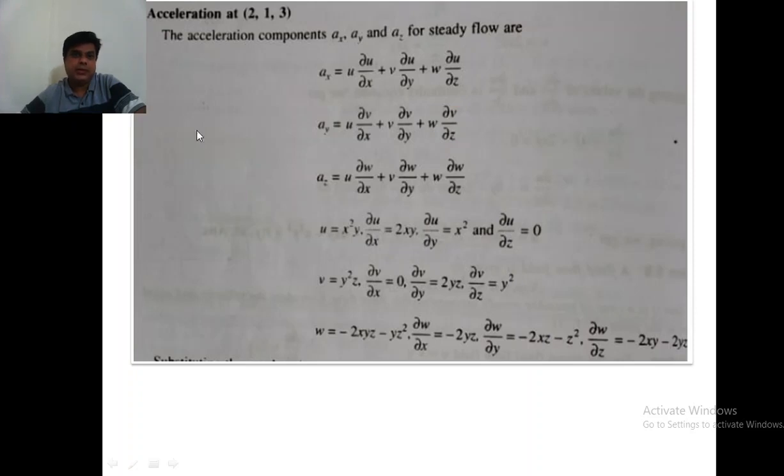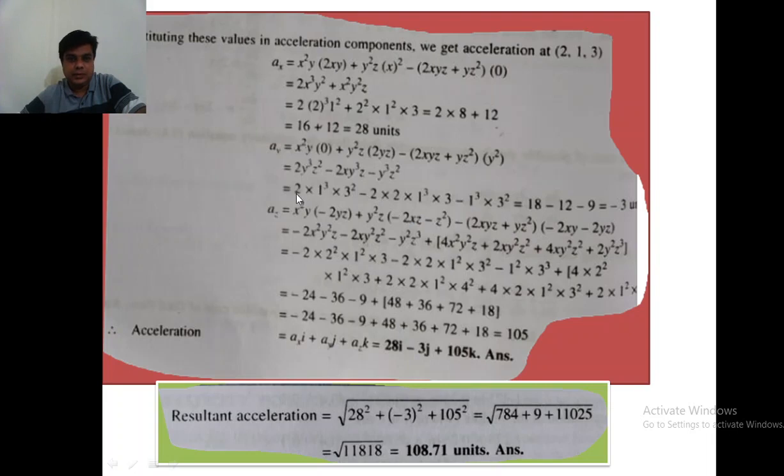And the remaining velocity, as usual, you calculate for these coordinates 2, 1, 3. And you can calculate the acceleration also for 2, 1, 3. So do this, you will get the resultant acceleration in terms of i, j, k, that is the acceleration vector, ax, ay and az. You calculate and substitute the sum of that, you will get these units.